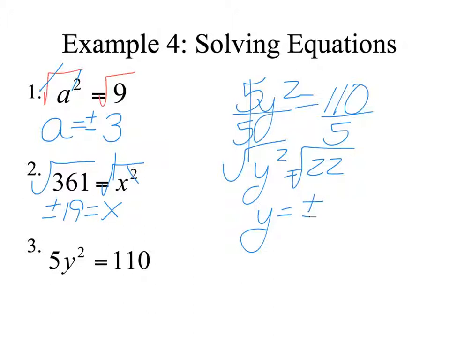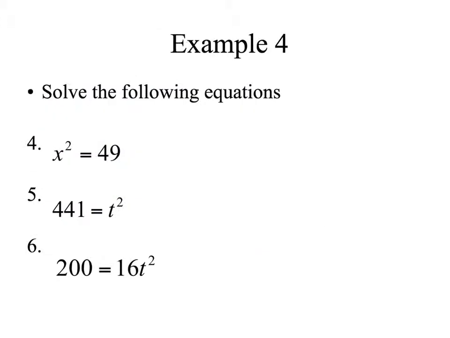And I get positive and negative 4.7. Here's 3 for you to try. They're just like the other ones.